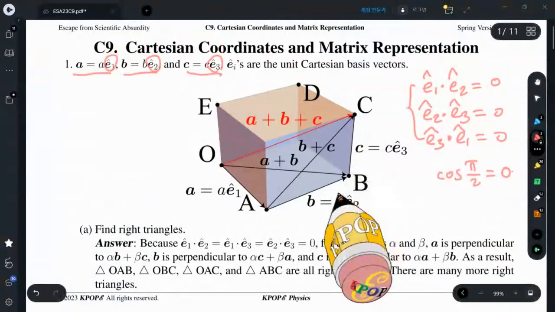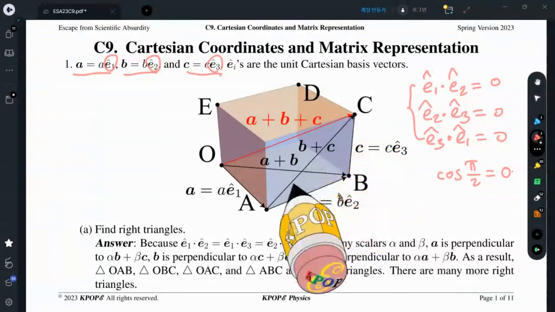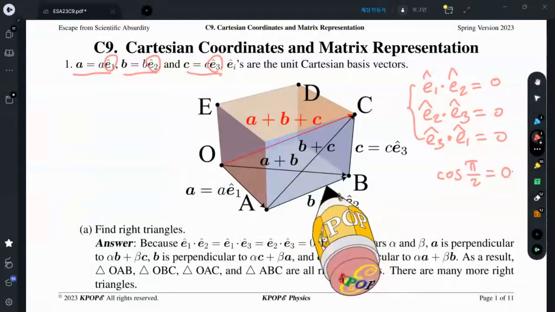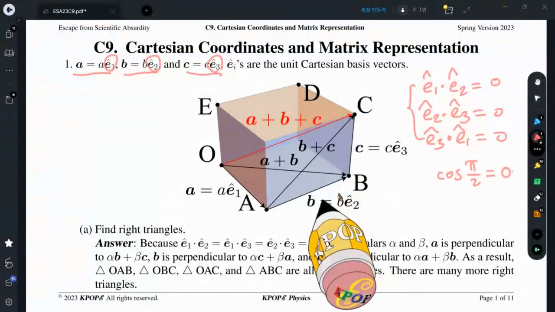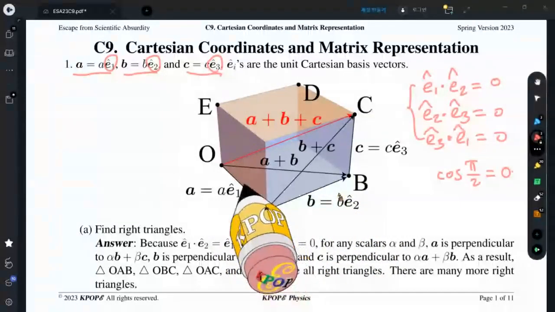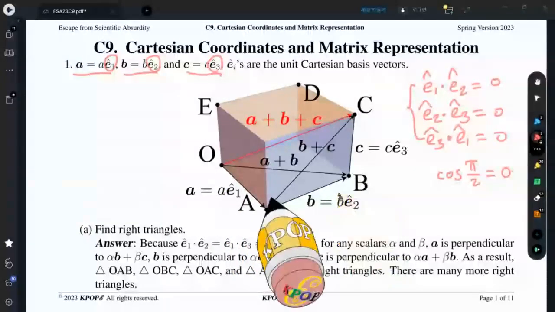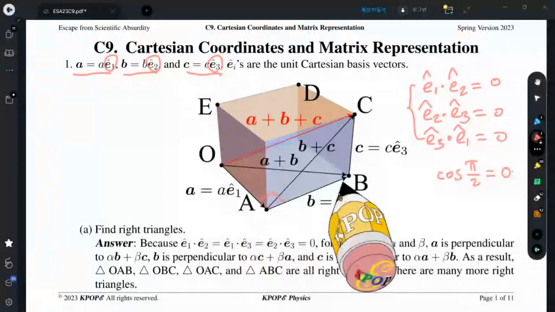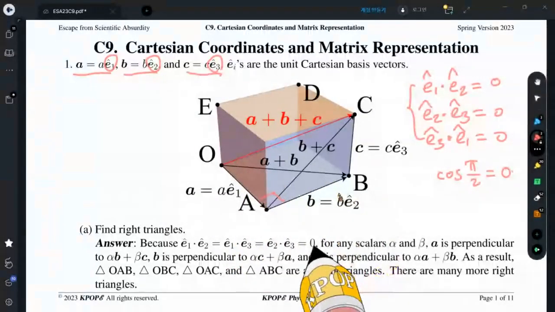Find the right triangles. A triangle, one angle of which is a right angle, we say it's a right triangle. So for example, x-axis and y-axis, they are perpendicular to each other. This is a right angle, so OAB is a triangle. OAB is a right triangle.